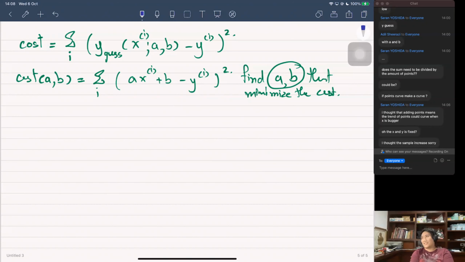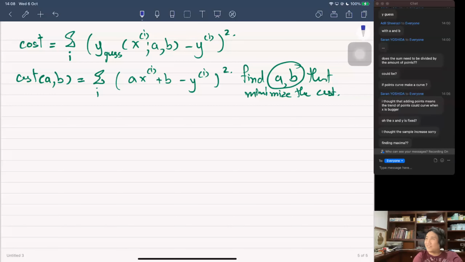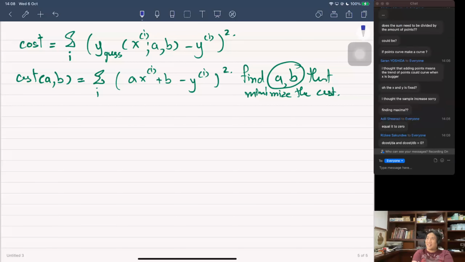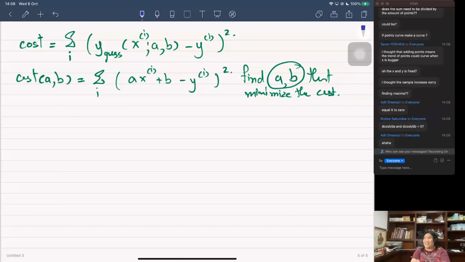Well, so far that you know. What do you think, guys? What do you think? Finding the maxima, equal to 0? Very good, Risky. Okay, now I'm proud. You learned something from physics.